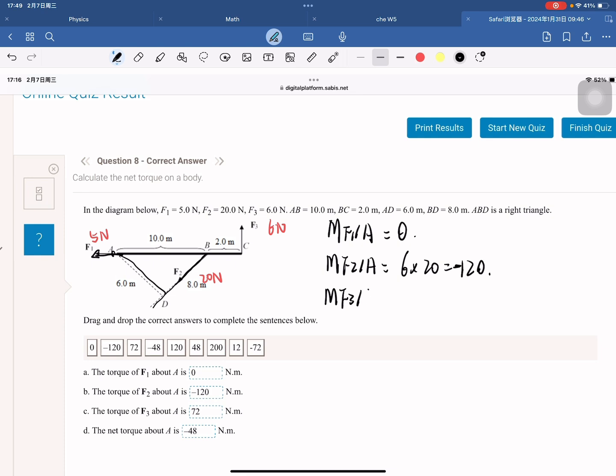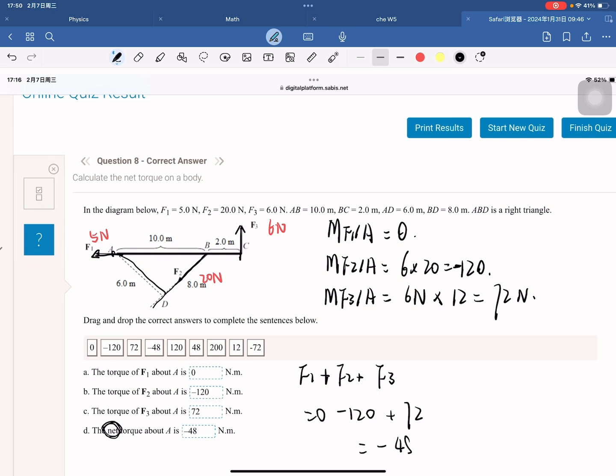Then F3 on A. F3 is equal to 6, and the perpendicular distance from point A is equal to 12. So the answer is 72. And F3 is moving counterclockwise, so it's positive. Then we need to find the net moment. So for the net moment, we just add F1 plus F2 plus F3: 0 plus negative 120 plus 72. So the answer is negative 48.